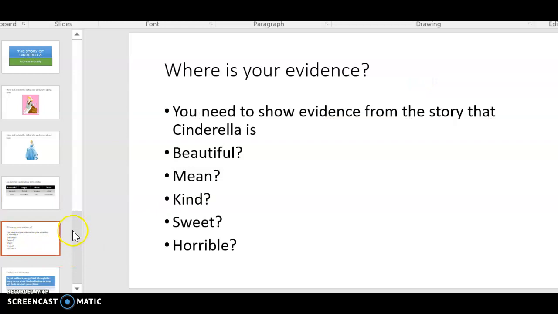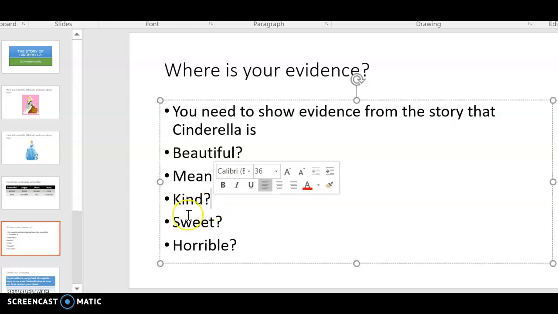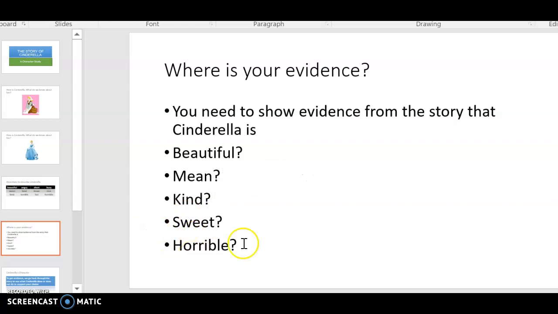When we describe a character, we need to show the evidence. Where is your evidence to show that Cinderella is beautiful? If you think she's mean, where is your evidence to show she's mean? If you think she's kind, where is your evidence in the story to show that she's kind? The same for sweet and horrible and any other adjective that you want. You still need to have evidence from the story to back it up.